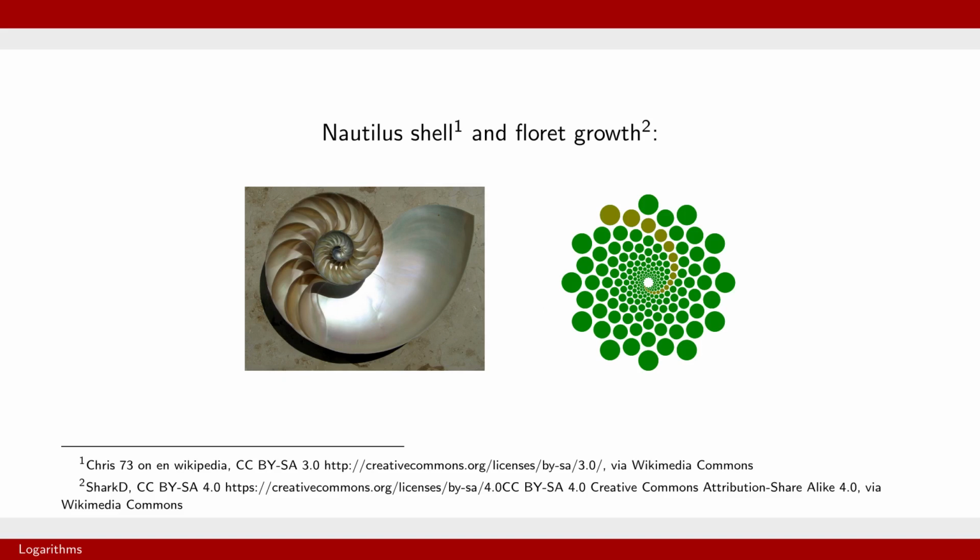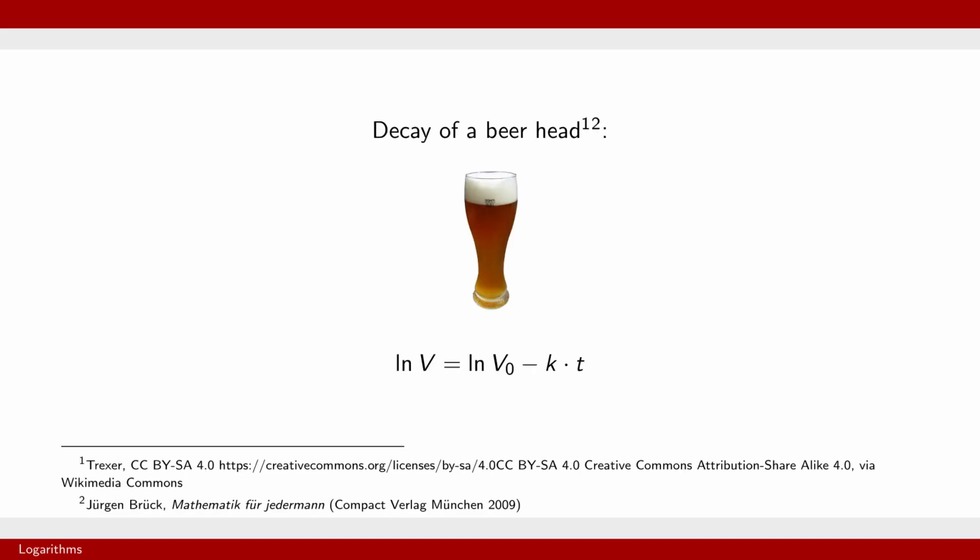Natural logarithms play an important role in growth and decay processes, such as bacterial culture growth or radioactive decay. An everyday example for many people is the decay of a beer head. The natural logarithm of the actual foam volume equals the natural logarithm of the initial volume minus k times the time variable, where k is a decay constant.